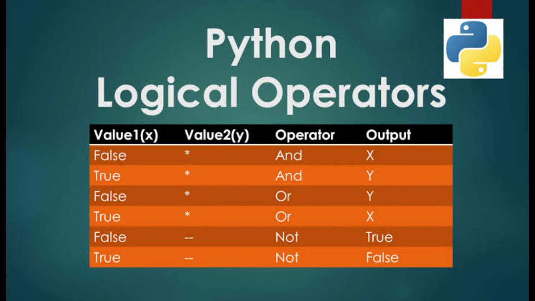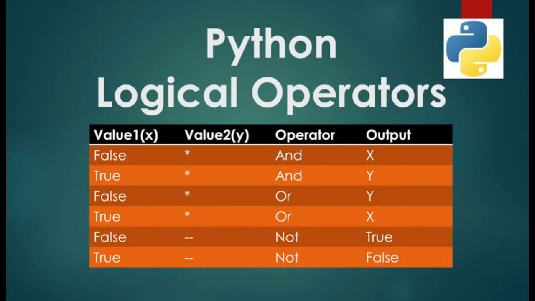For the AND operator to be true, both conditions have to be true. If either of the conditions is false, or both are false, it will return false as a result. For example, we have two conditions here, 5 greater than 3 and 5 less than 7. Here both conditions are true, therefore it returns true.